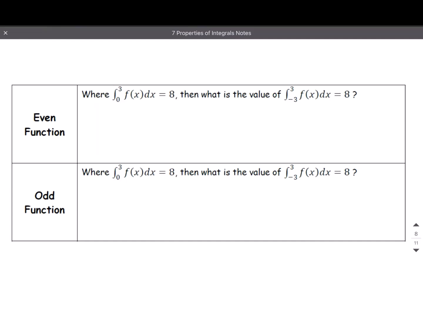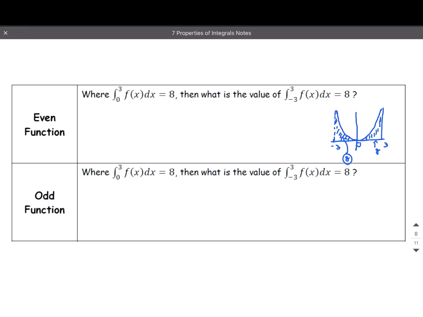I want you to think about an even function. So an even function is a function that's symmetric with respect to the y-axis. So I'm just going to draw an arbitrary even function, right? And if I know that the integral from 0 to 3 here, that this is 8, okay? That's 0, that's 3. This is -3. What is this area over here? Well, since it's symmetric with respect to the y-axis, this is the same amount of area as we had on the right-hand side. So this is also 8, right?